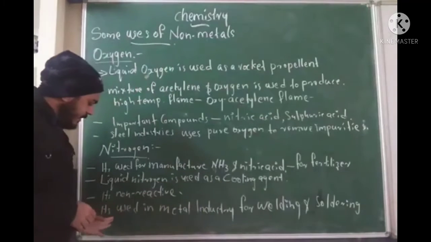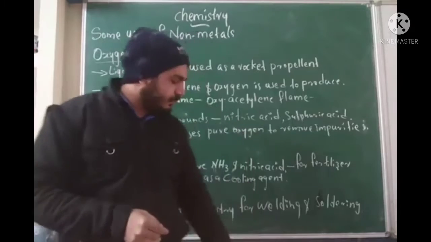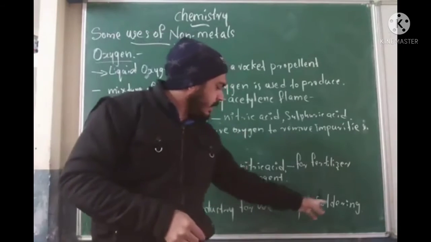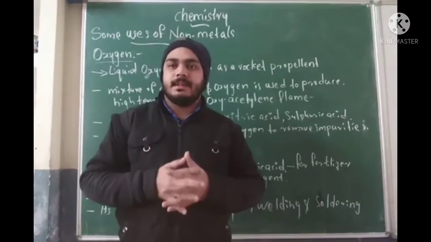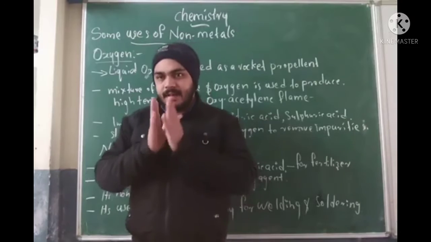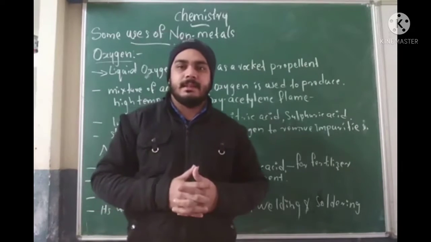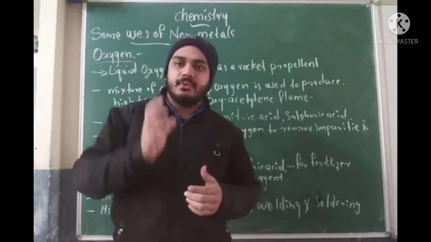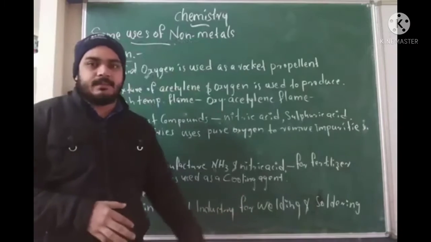Next one, nitrogen is used in the metal industry. Nitrogen is used in the metal industries for welding and soldering of some metals. It is a very important gas for the soldering and welding of some metals. That's why nitrogen is used in steel industries, otherwise called metal industries. Okay.